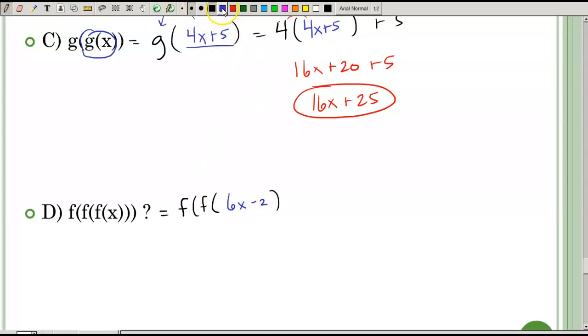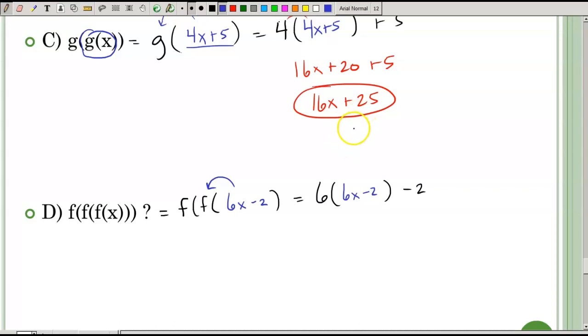All right, well, then I'm going to take that 6x minus 2 and plug it into the function to the left of it. So that's going to be 6 times the input minus 2. But the input happens to be 6x minus 2 to start with, right? Because I'm taking the function, plugging it into itself.